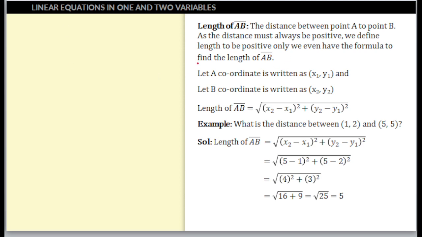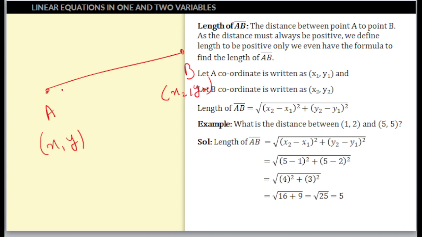Now let's see some formulas. Let's say this is point A and this is point B. This is the line joining these points. Point A has coordinates x1, y1, and point B has coordinates x2, y2. This is the line segment AB joining points A and B. If we have to find the length of AB, there is a formula: the square root of (x2 minus x1) whole square plus (y2 minus y1) whole square. So we can find the length of AB using this formula.